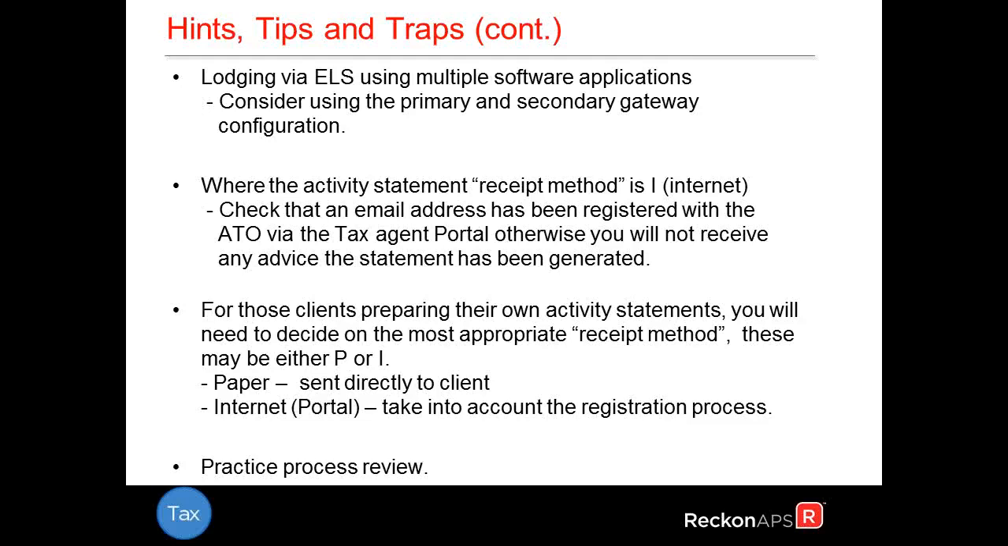Where the activity statement receipt method is I for Internet, check that an email address has been registered with the ATO via the ATO or the tax agent portal. Otherwise, you will not receive any advice. Now, that's a common one where some clients say to us, well, my client does have the business portal. They are not receiving an email, so therefore they're constantly contacting the agent as to when the activity statement is ready. The simple solution is you need to log on to the ATO portal and check their email address settings against their client account.